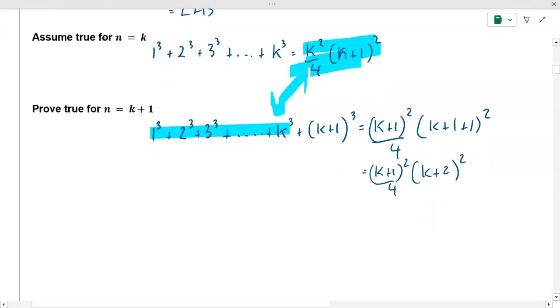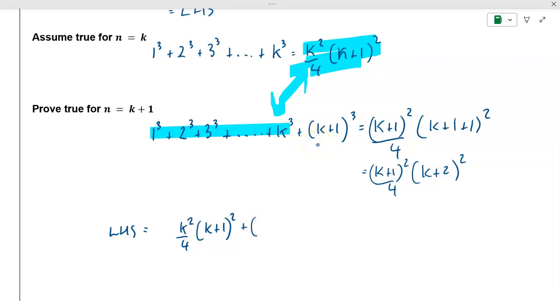And let's look at that. So my left-hand side is going to be now k squared on 4, k plus 1 squared. That's my blue part up to here. Plus, I've still got k plus 1 cubed. Now what I need to do is manipulate this algebra here to become this part here. So I'm going to need to look at what I need to do.